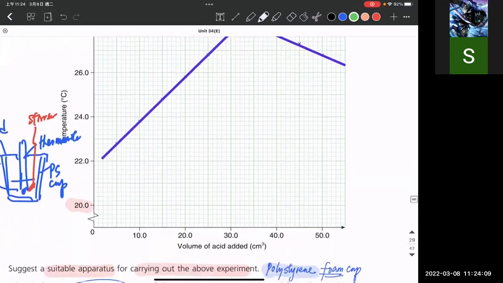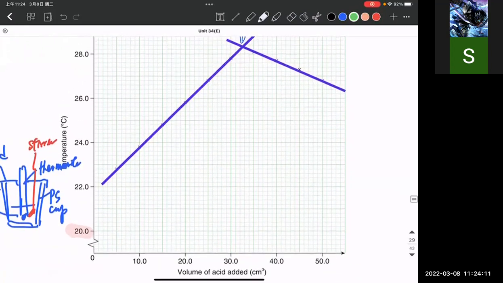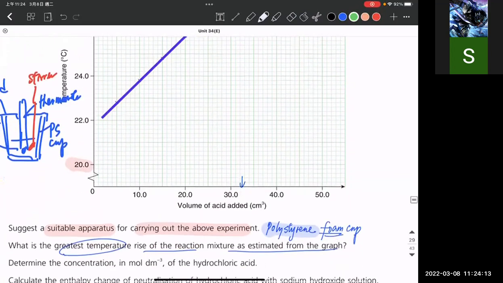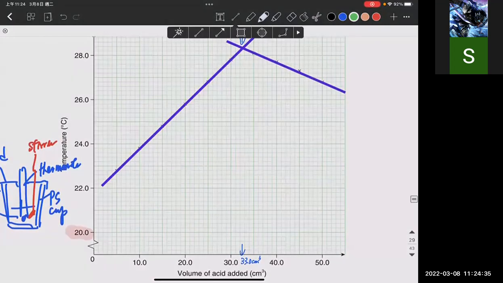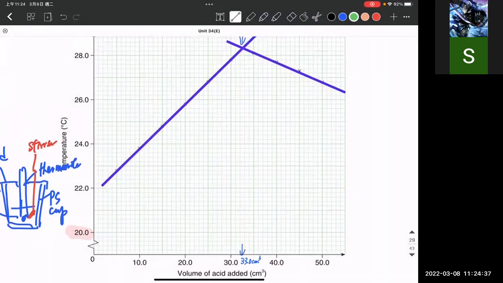While the equivalence point, the exact just react, is 33. It's 33.0, right? Isn't it? So you use these two data for help, right? 33.0 cm cube of exact just react. Do you realize? So it is just like this.